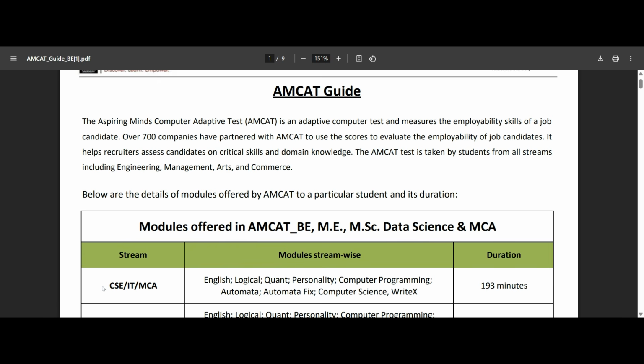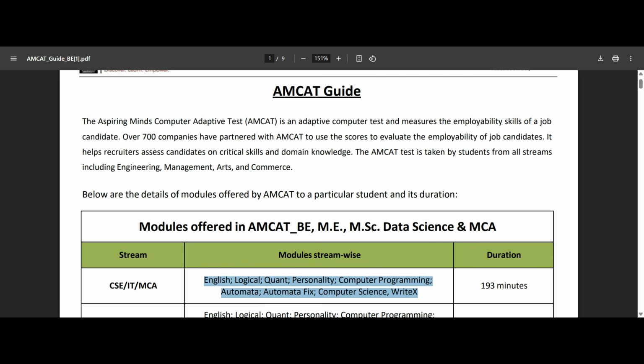So for CSE, that is computer science engineering, what are the different modules? Your entire exam will be of 193 minutes, which is approximately more than 3 hours. 180 minutes are 3 hours, so it's like 3 hours 13 minutes, where you will be having these many different topics. Okay, these are all different domains. Is it clear? So all these topics you need to be familiar with.